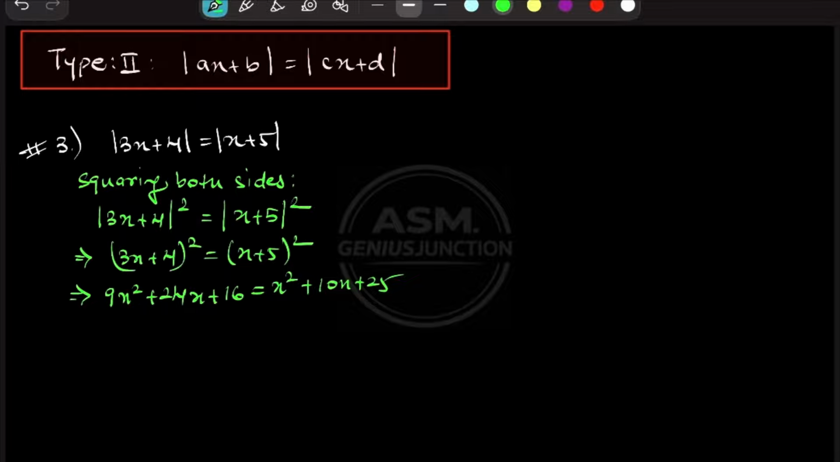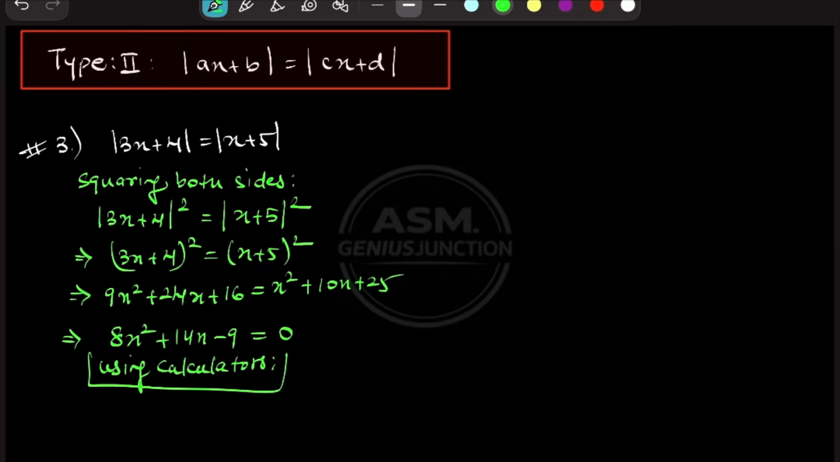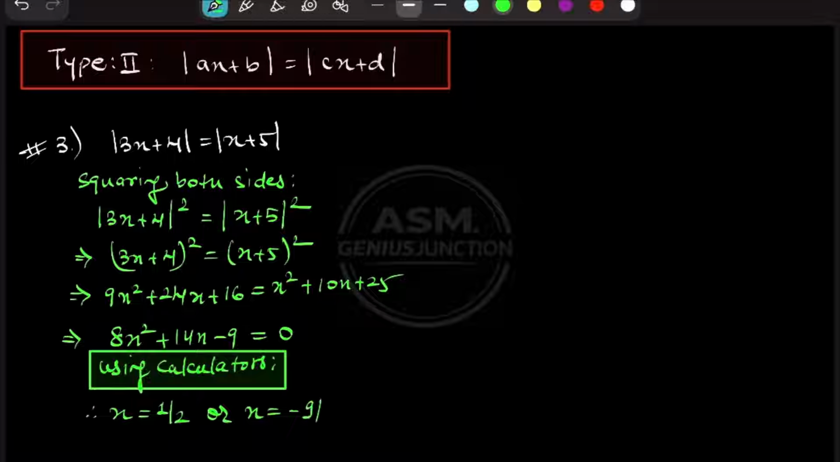Bringing everything on the left hand side to get a quadratic equation, we will get 8x square plus 14x minus 9 equals 0. We will be using our calculators. So when we use our calculators, we are going to get our final answers as x equals 1 by 2 or x equals minus 9 by 4. Now comes again the part to check the solutions.